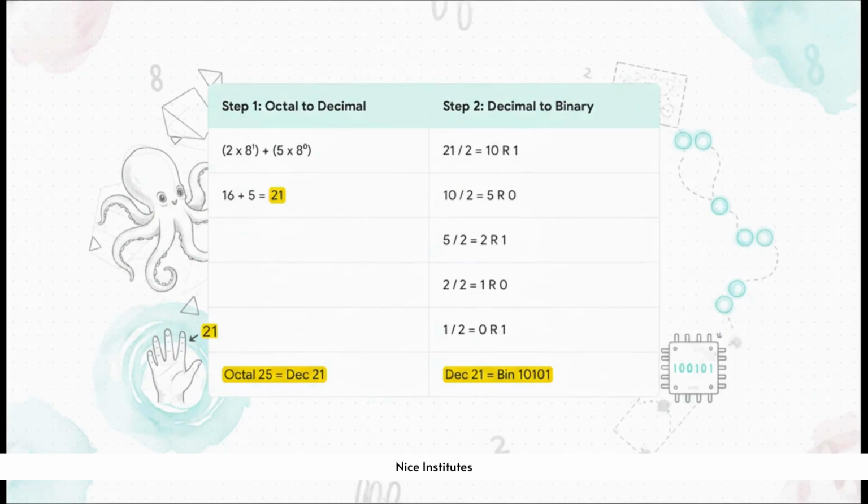Let's take the octal number 25. Okay, step 1 on the left. We convert it to decimal. Since it's base 8, we use powers of 8. That gives us 21. Easy enough. Now, for step 2, on the right, we just take that 21 and use the same division method we learned before to turn it into binary. And we get 10101. See? 2 simple steps and we've got our answer.